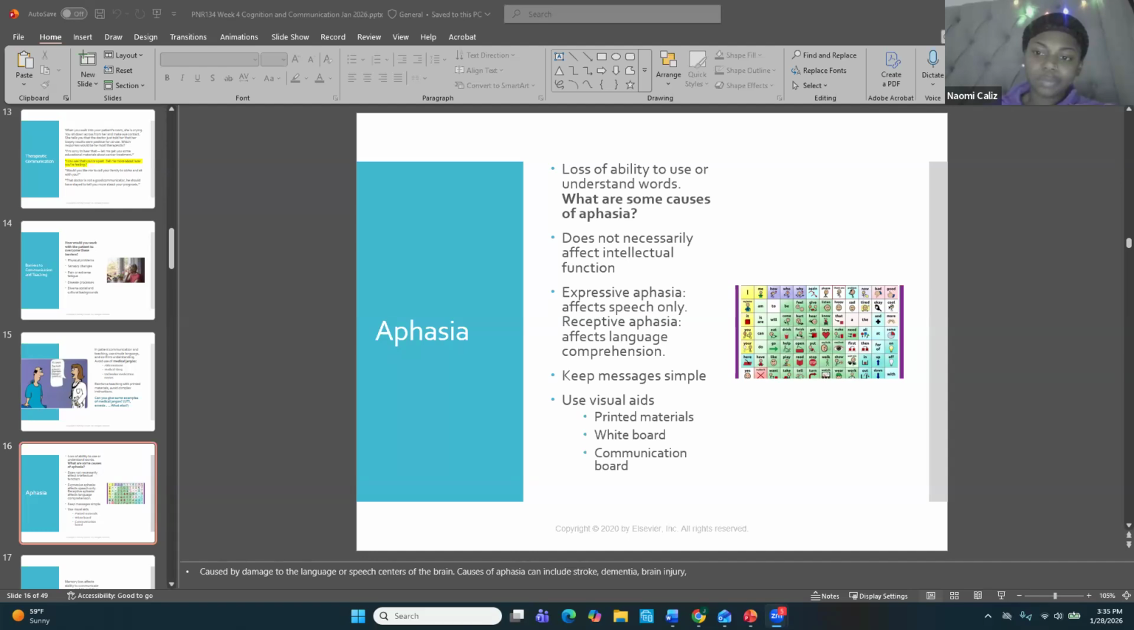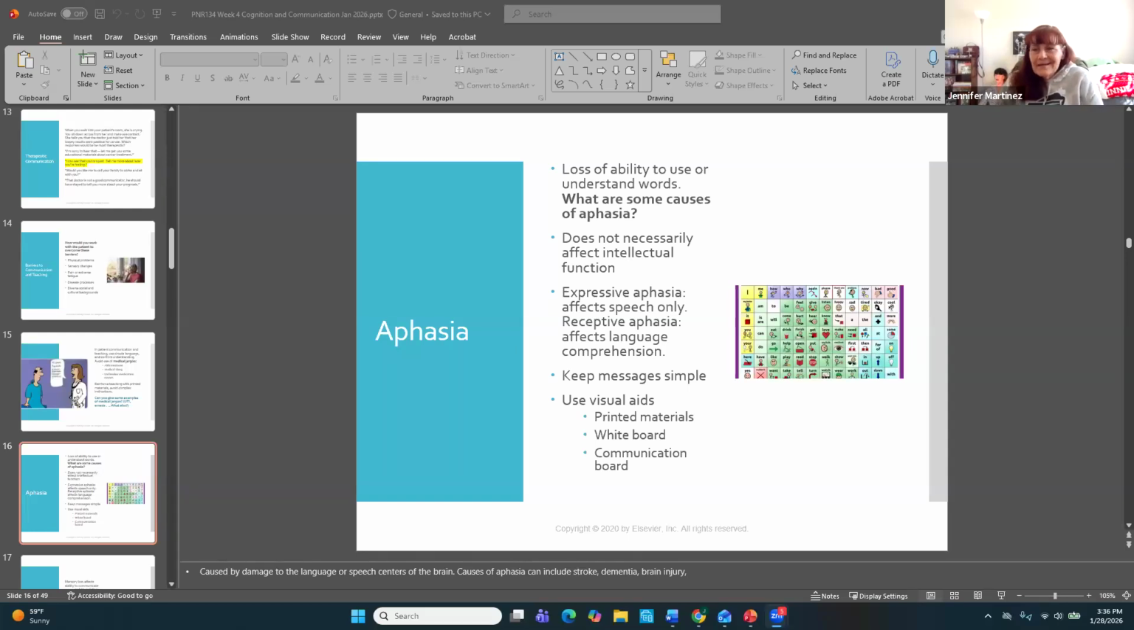Strokes. Yes, Parkinson's, absolutely. TBI, Parkinson disease. Parkinson's, TBI, absolutely. So, anything that really affects that central nervous system can lead to aphasia. Like I said, there are different types of aphasia. Expressive aphasia affects speech only.